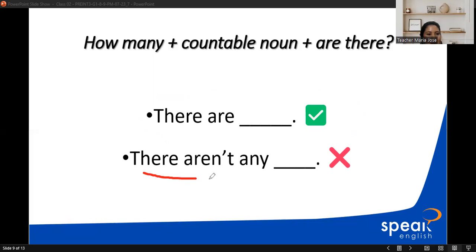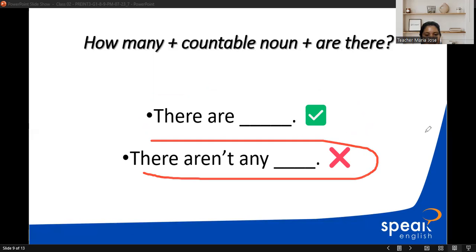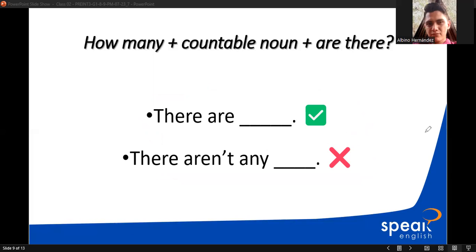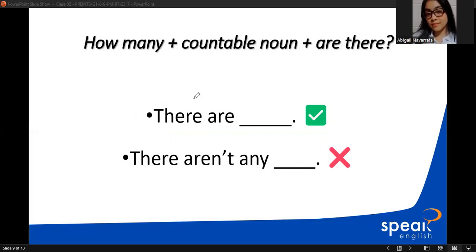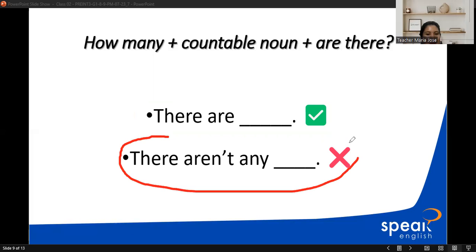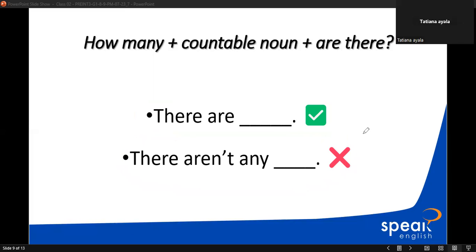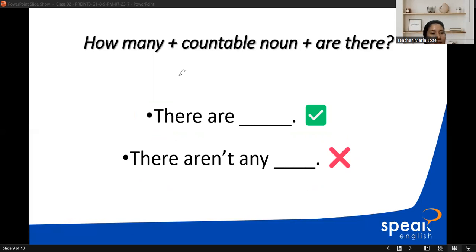Perfect. Another example, Albino? There aren't any eggs. Perfect. What about an affirmative, Abigail? They are onions. Perfect. And the last one, negative, Tatiana? There aren't any cucumbers. Perfect. Very good. Again, so this is the structure for countables.